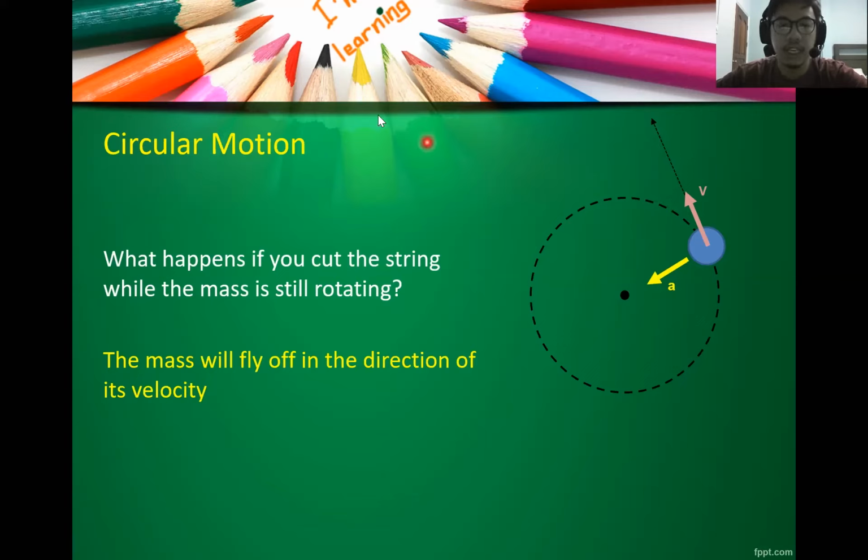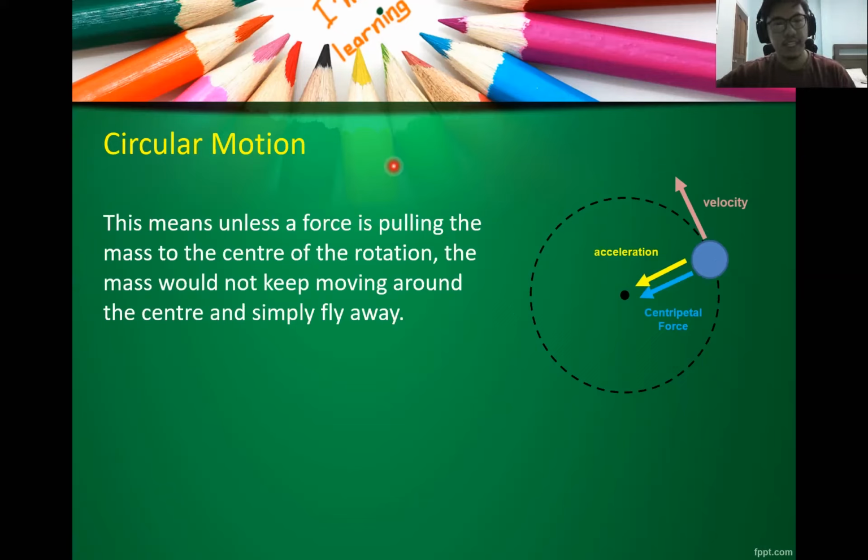So that means if it is in a different position, let's say it's over here, and the velocity is in this direction, then for this spot the direction will be somewhere there. So if you cut off the string, this mass right here that I've just drawn will also fly off in the direction of the velocity. Okay, just like that. This means unless a force is pulling the mass to the center of the rotation, the mass would not keep moving around the center and would simply fly away.